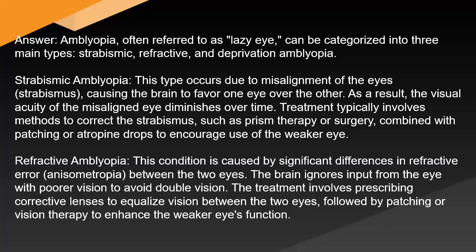Refractive amblyopia. This condition is caused by significant differences in refractive error, anisometropia, between the two eyes. The brain ignores input from the eye with poorer vision to avoid double vision. The treatment involves prescribing corrective lenses to equalize vision between the two eyes, followed by patching or vision therapy to enhance the weaker eye's function.